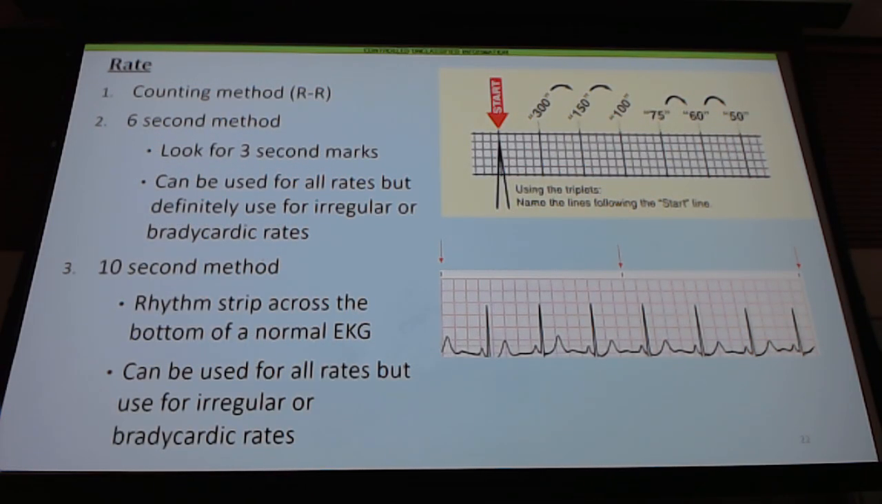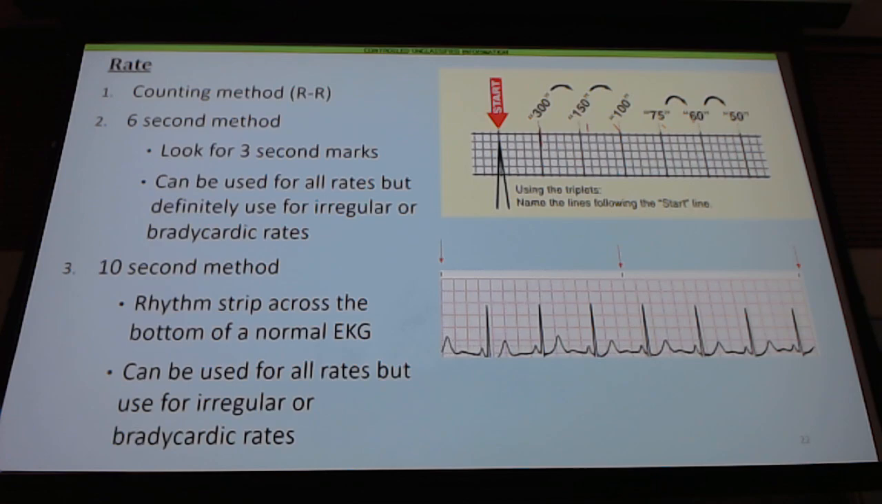There's 3 ways to count our rate. So you've heard, of course, about the counting method where you're looking at the R to R interval, and you're checking, okay, if you have one large box, it's 300, then 150, 100, 75, 60, 50. This works great in a regular rhythm.